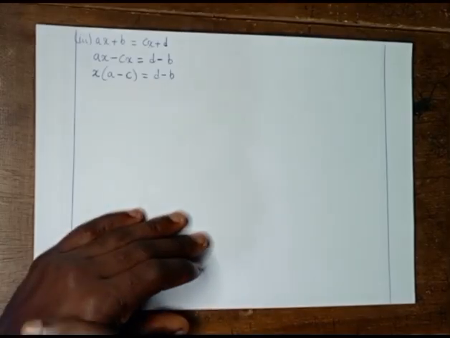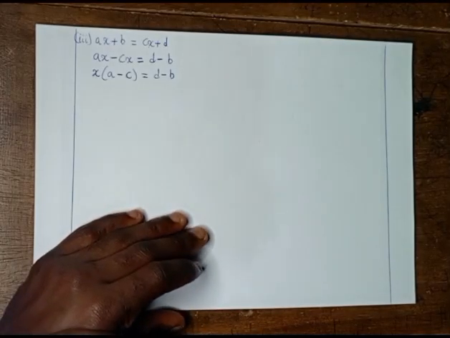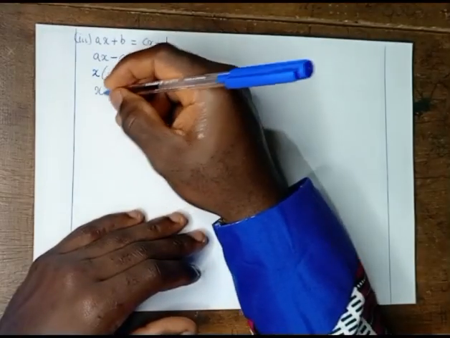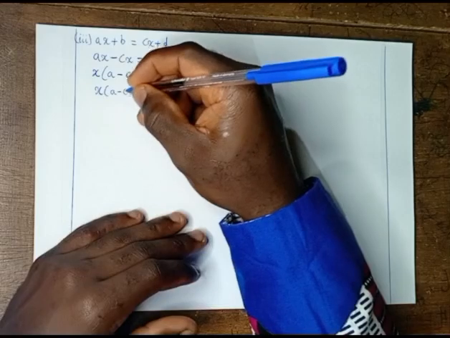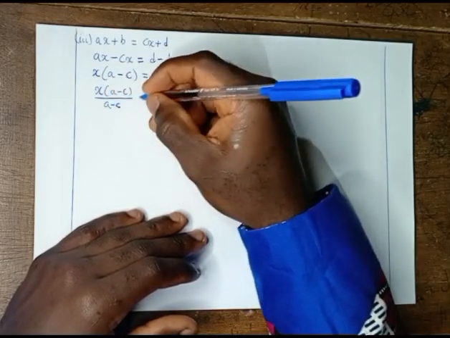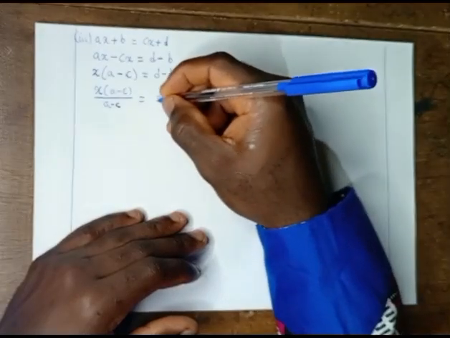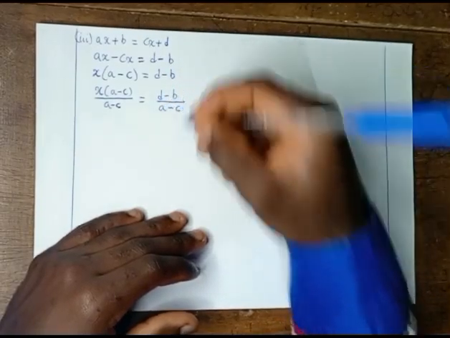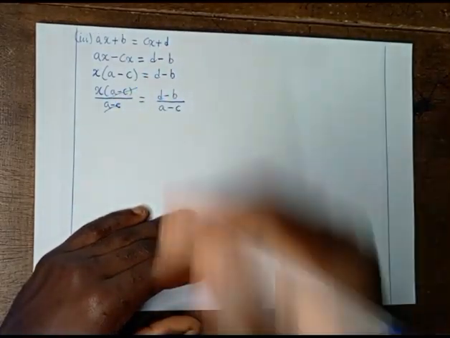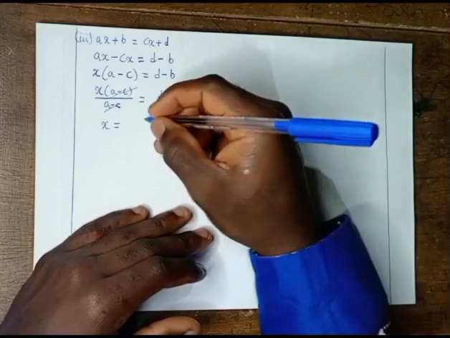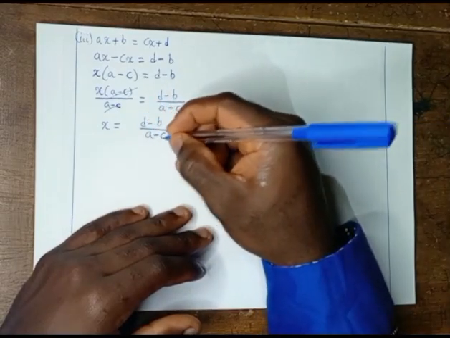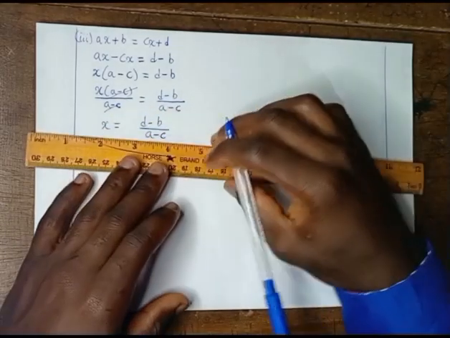Next, for us to make x a subject of formula, we are going to divide all through by the coefficient of x, which is a minus c. This will give us x times a minus c. We divide by a minus c. It will be equal to d minus b divided by a minus c. If we divide this and this will cancel, we'll be left with x equal to d minus b all over a minus c. And finally, x is alone on the left hand side.